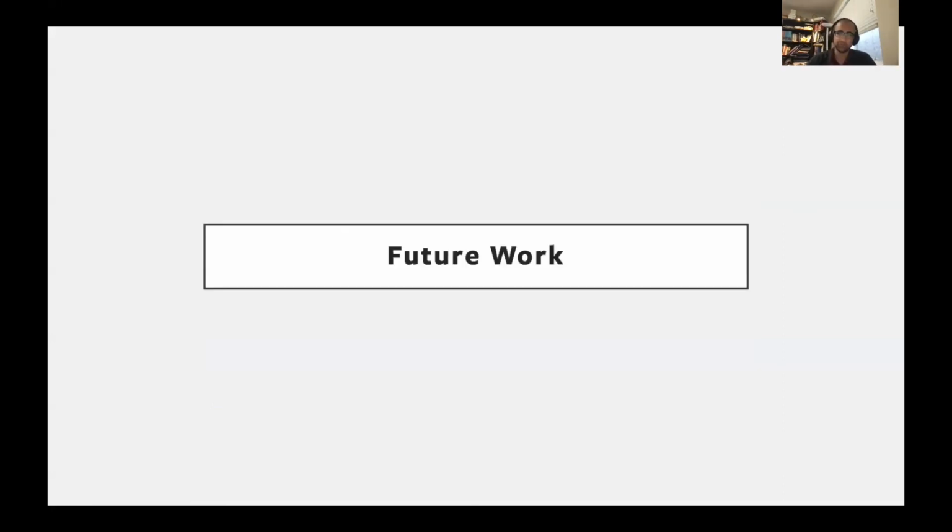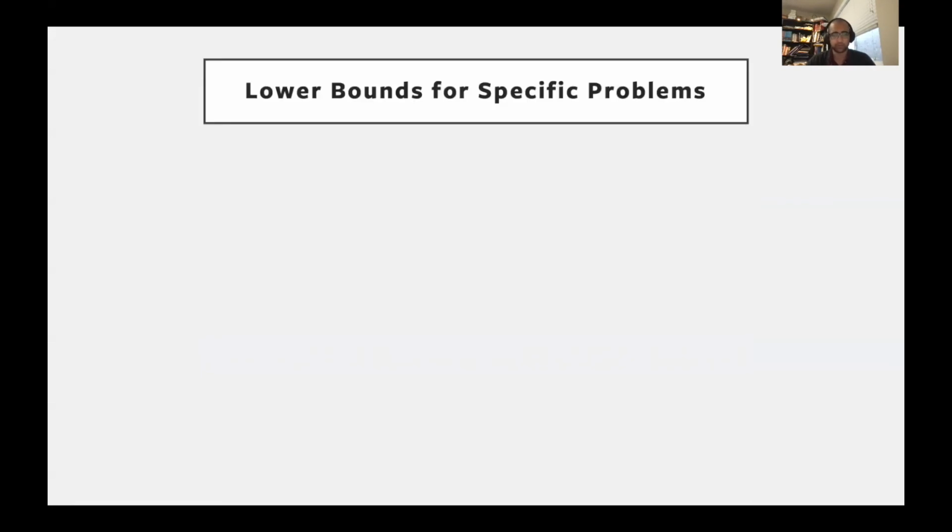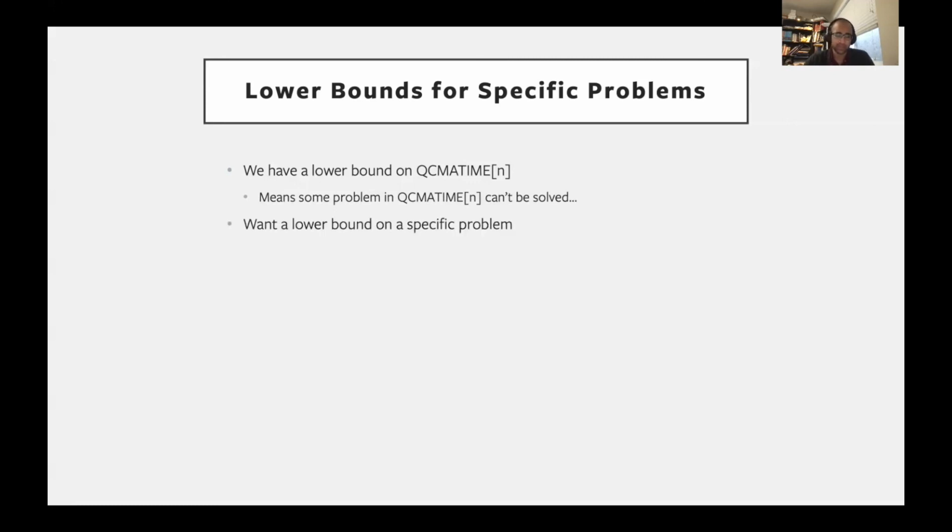So now let me briefly close by talking about some future work. One thing that would be really nice is to get a lower bound on a specific problem. We have a lower bound on Qcma time n, so that means there's some problem in Qcma time n that can't be solved by small space fast algorithms. But ideally we'd like a lower bound on a specific problem, to be able to say, this is the hard one. A candidate problem is the k-local Hamiltonians problem, since it's QMA-complete, so it's definitely hard for Qcma.